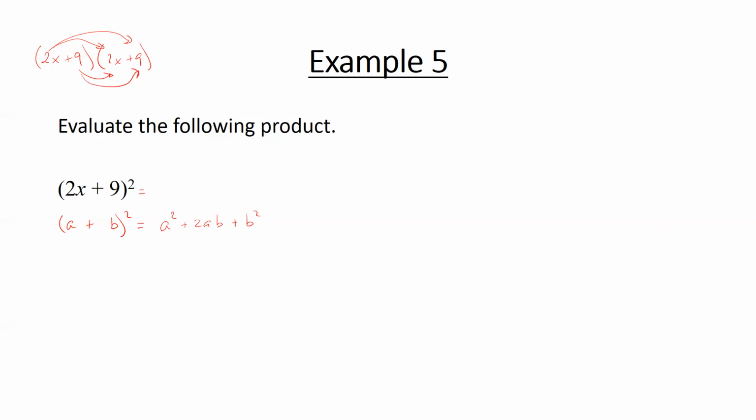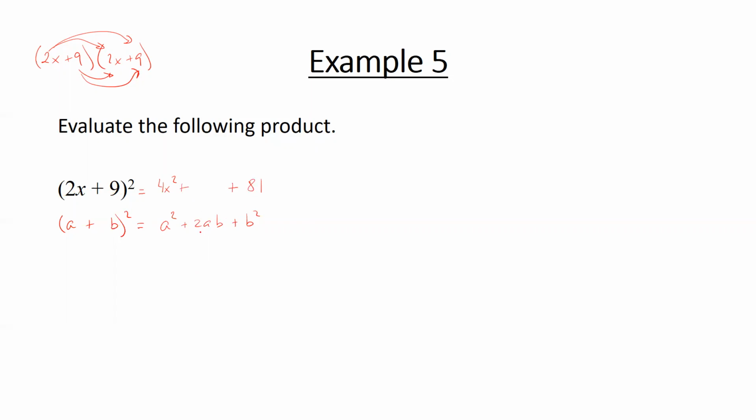Well, a squared is easy. That's just the first term squared. Well, 2x times 2x is 4x squared. That's rather easy. And the last term is also somewhat easy. It's b squared. It's the second term squared, right? 9 squared, 9 times 9 is 81.